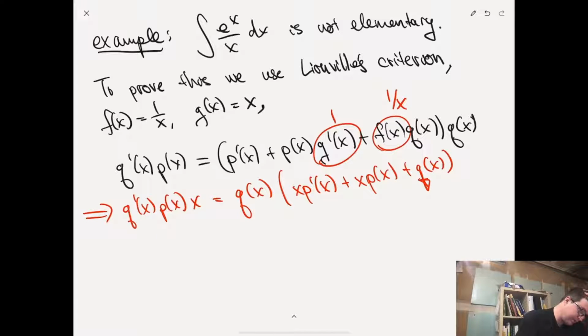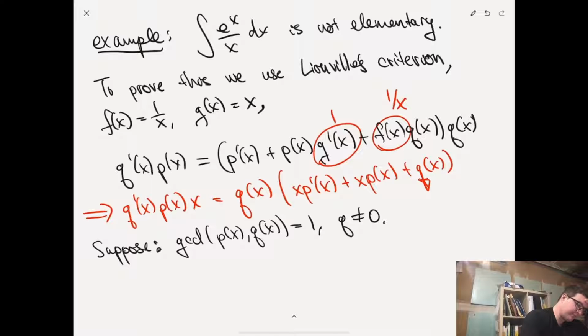So we suppose that P and Q, the GCD of P and Q is 1 and Q is not equal to 0. All right, so really what I mean by this is the ideal generated by these two things is the unit ideal in the polynomial ring. All right, so let's see what happens, right?